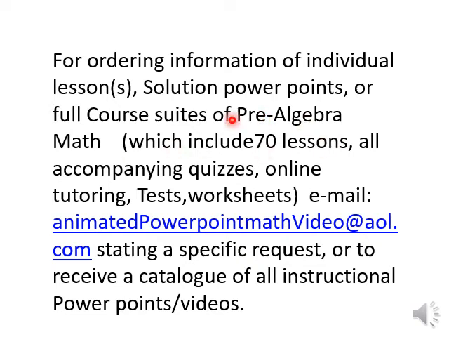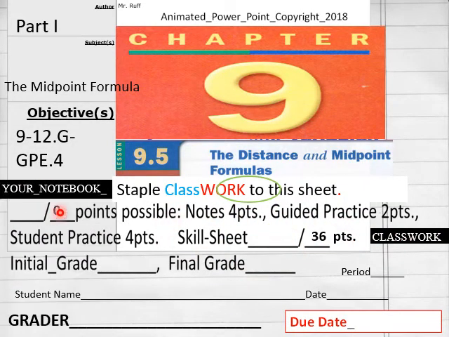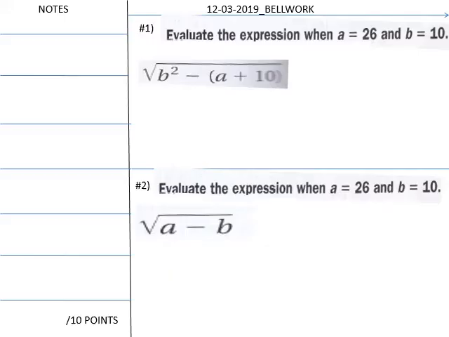Hello everybody, getting ready to do lesson 9.5 of Pre-Algebra Math, part 1 today. We have a 36-point skill sheet today, and we have no points of note-taking.